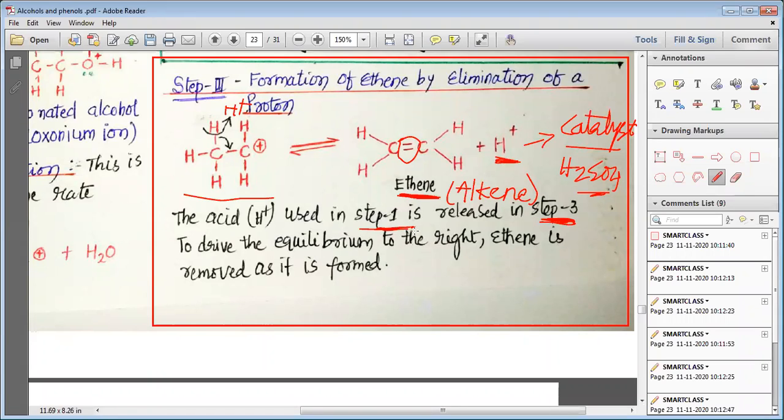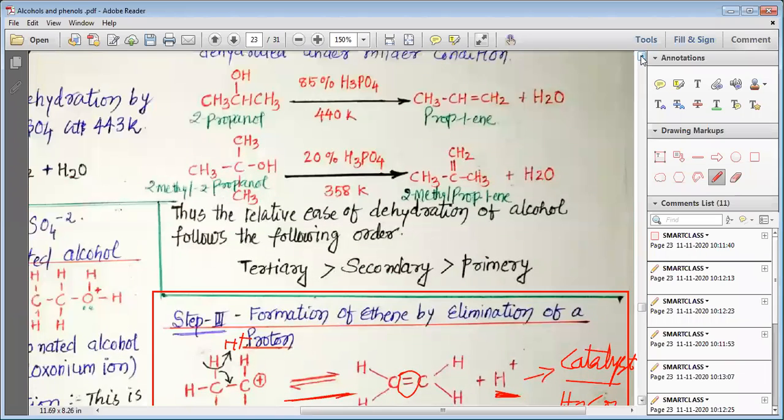To drive the equilibrium to the right side, ethene is removed as it is formed. You can see that this is a reversible equation, and as it is reversible, to get the maximum product we need to remove the ethene from time to time. So if we keep on removing this ethene, we get better and better product. So my dear students, this is the end of the mechanism.